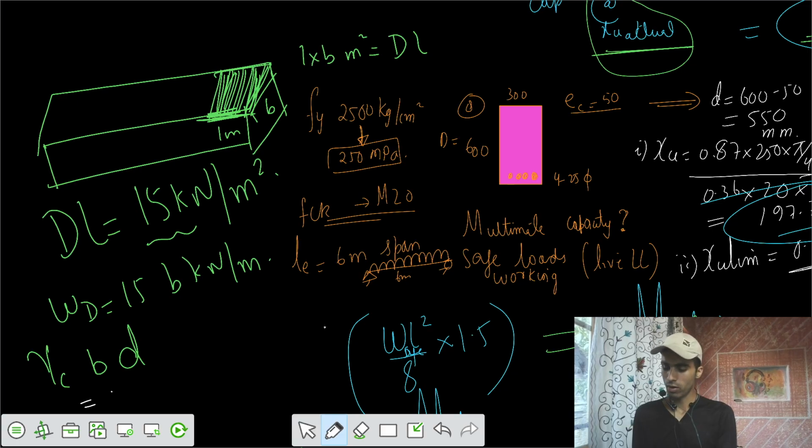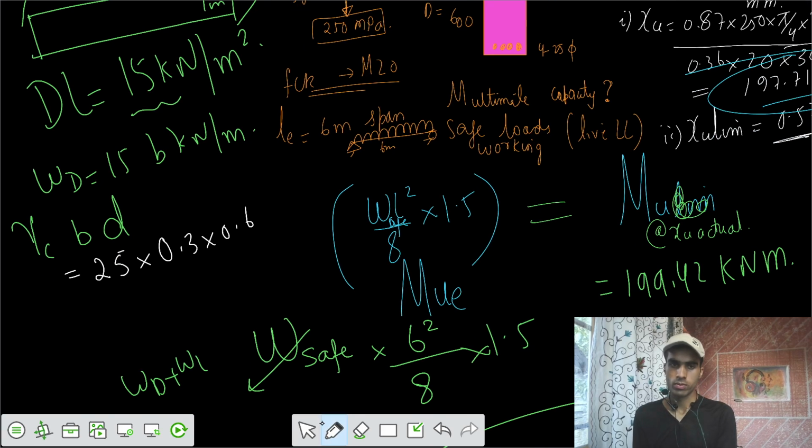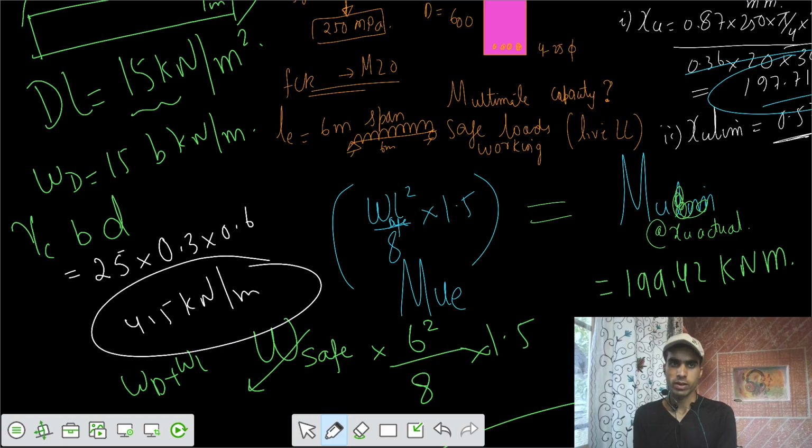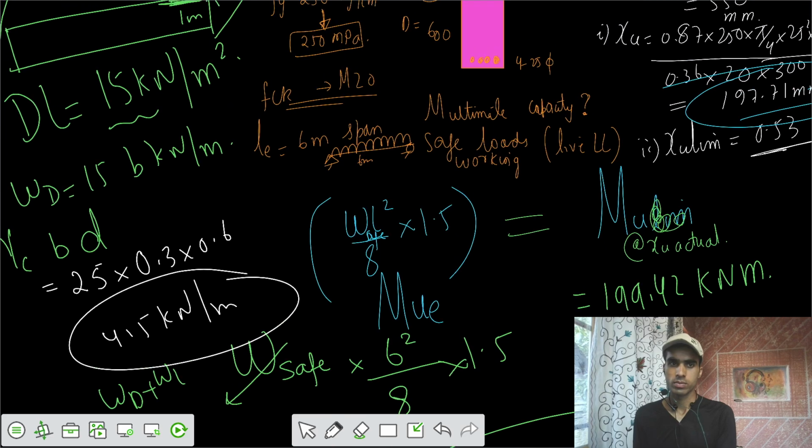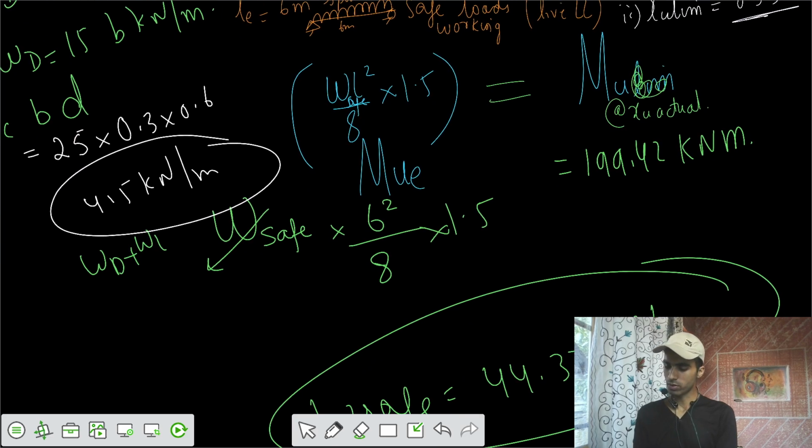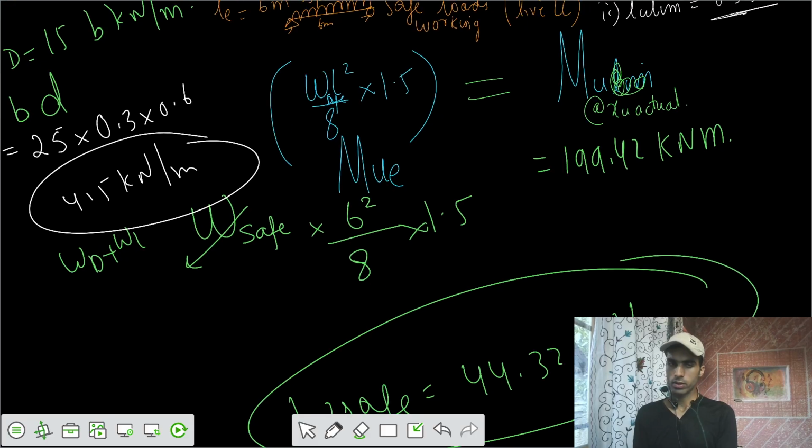If you substitute the value of gamma equals 25 kilonewton per meter cube, and the width we know 0.3, and the depth we know 0.6, that would be equal to 4.5 kilonewton per meter finally.